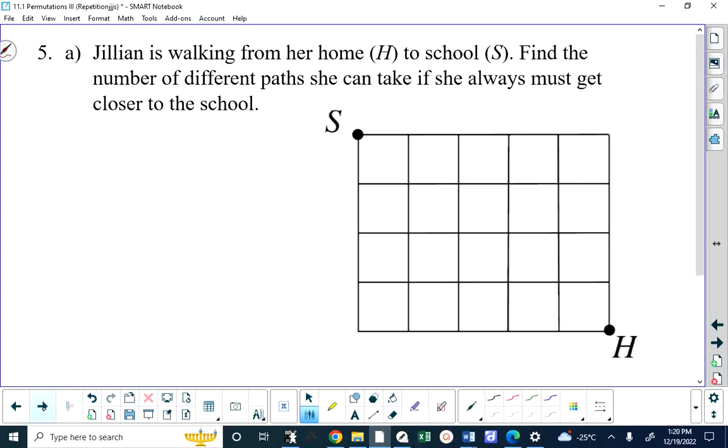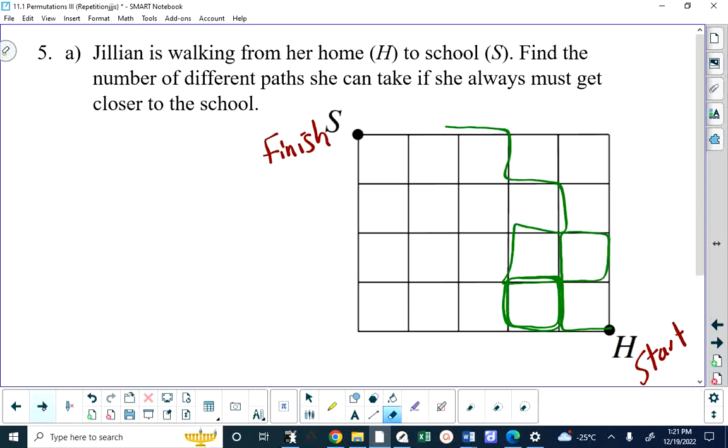Okay. So Jillian is walking from her home to school. This is where she starts. And this is where she finishes. How many different ways can she walk there? Now, there's some conditions. She must always get closer to the school. She cannot dawdle, as my grandma would say. Don't dawdle. She can't do this. That's no good. She must always get closer to school.